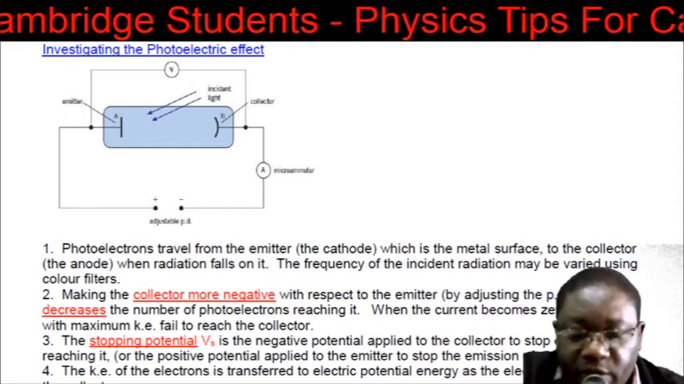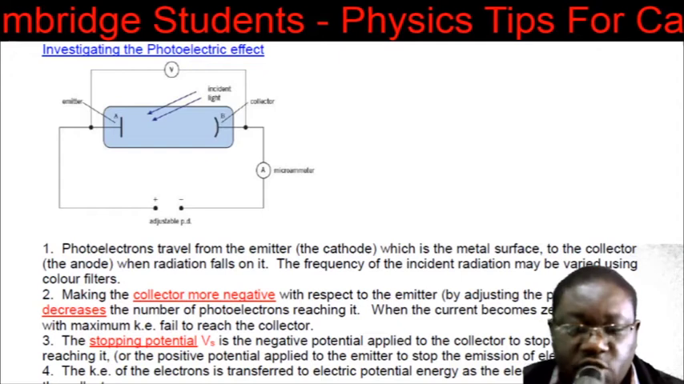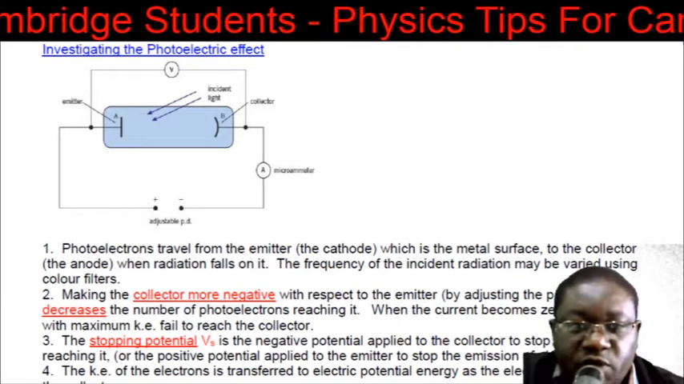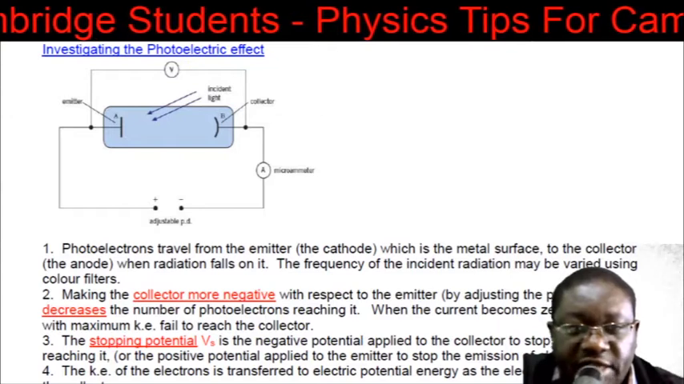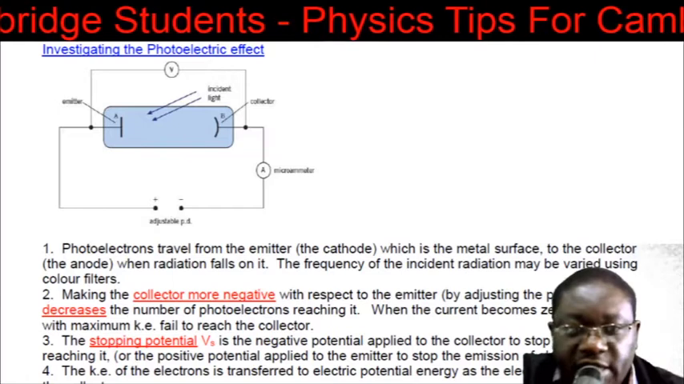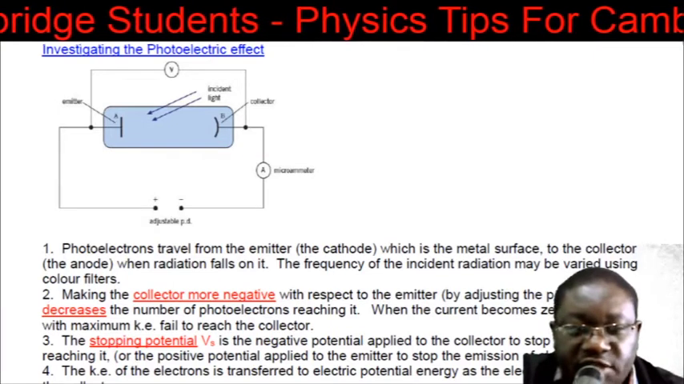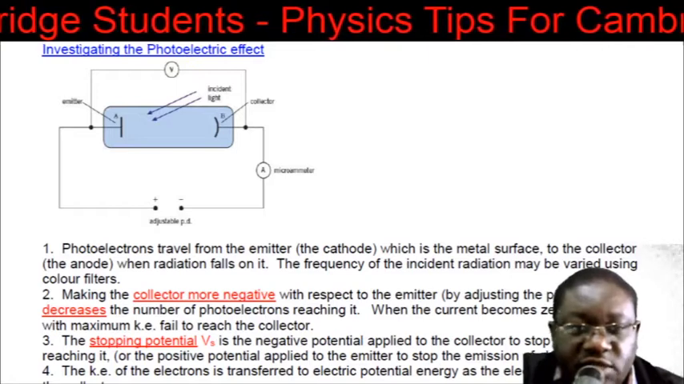Now in this video we are going to look at the photoelectric effect, that is investigating the stopping potential. In the first video we looked at an introduction, that is what is a photon, the photoelectric effect, work function, and also kinetic energy, the photoelectric equation, that is hf = hf₀ + ½mv². Now we want to investigate the stopping voltage.